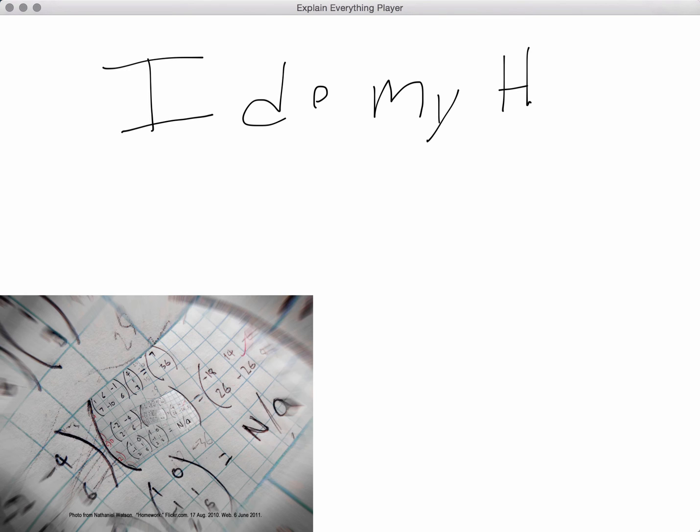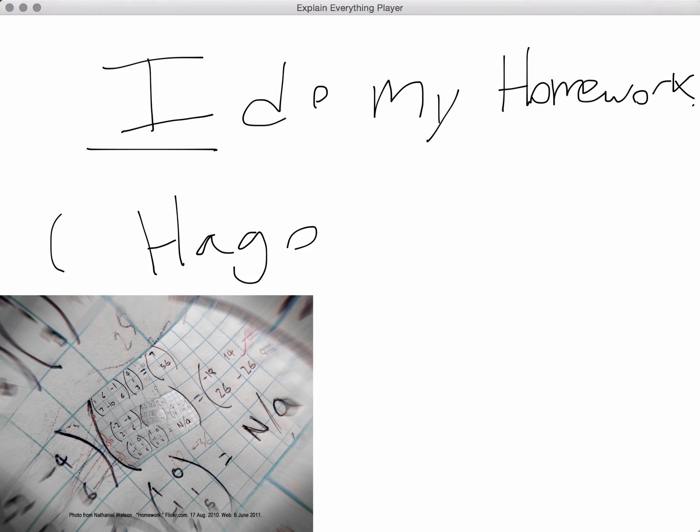An example we can do is I do my homework. Since it's in the yo form, it's going to be hago, or yo hago, it doesn't really matter, mi tarea.